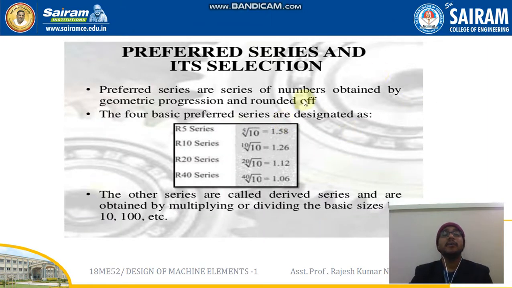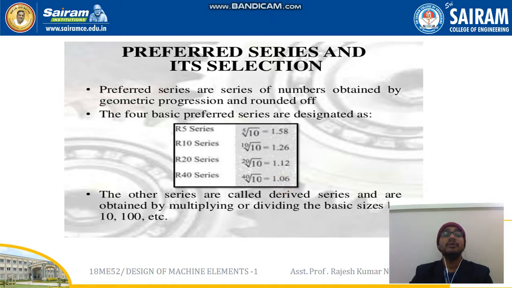Next we will be discussing preferred series and material selection. The preferred series are series of numbers obtained by geometric progression and rounded off. We have four basic preferred series, and I have listed them here. First is the R5 series, which is the 5th root of 10, rounded as 1.58. Then we have the R10 series, the 10th root of 10, rounded as 1.26. Then the R20 series, the 20th root of 10, rounded as 1.12. Then the R40 series, the 40th root of 10, and the rounded off number is 1.06.